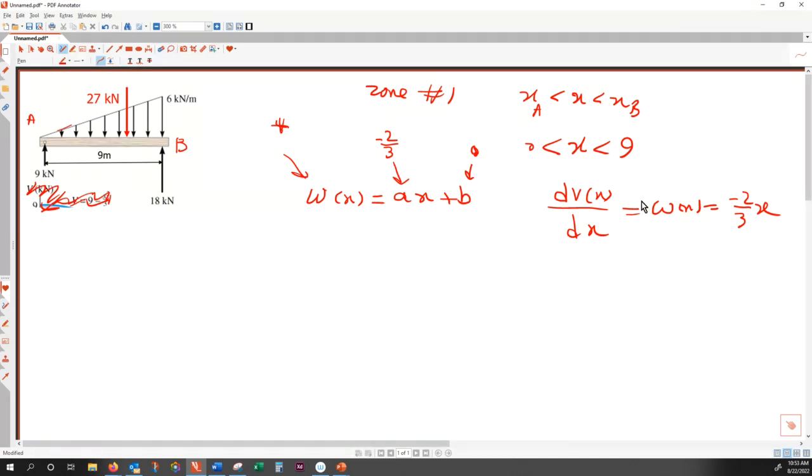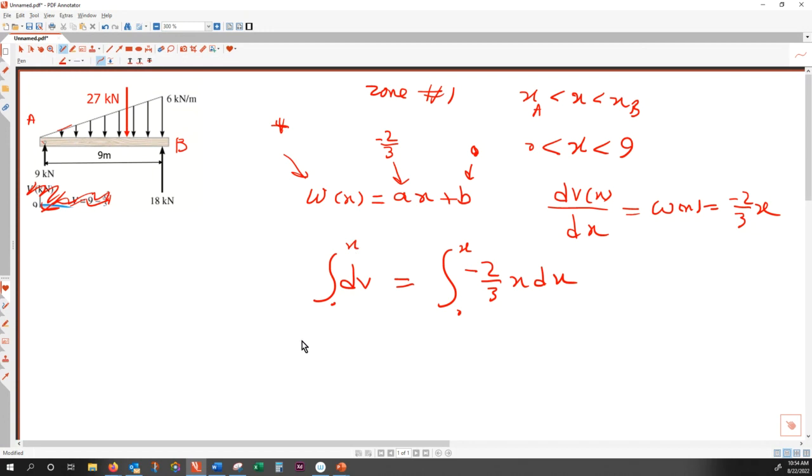And now how do I solve that? That is by integration. So this is the integral of dV is equal to the integral of minus 2 thirds x dx. Everyone follows that? So what about the bound of integration? I want to integrate that between x equal to 0 to x equal to x. So I want a typical point between A and B. A typical point between A and B is point x, right? So 0 to x.